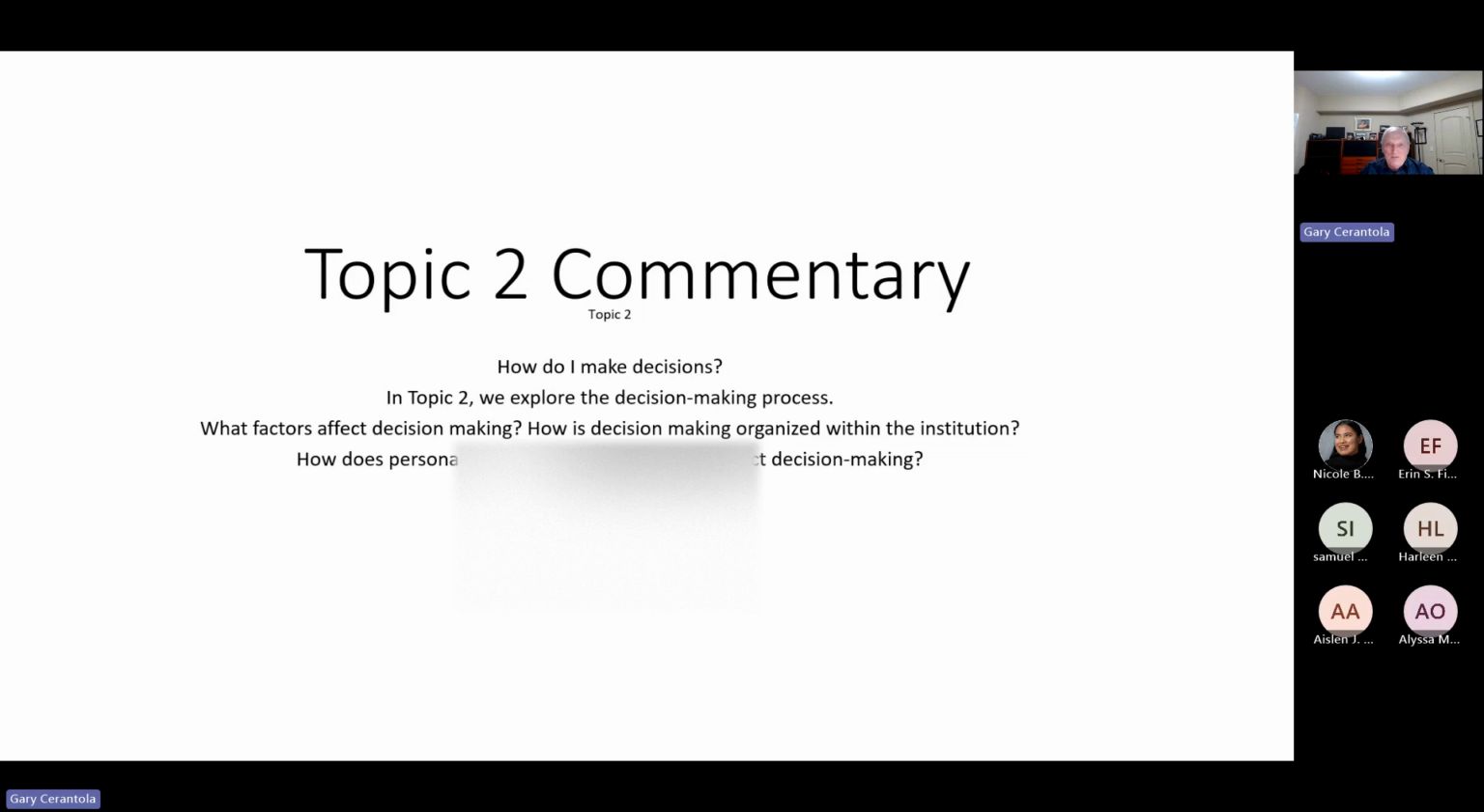So we're going to talk about the factors that affect decision making, how decision making is organized within the institution, and then how you, as a decision maker, have a predominant style. And I'm hoping that Rebel surveys will really identify that for you. You'll have this predominant management style of making decisions.